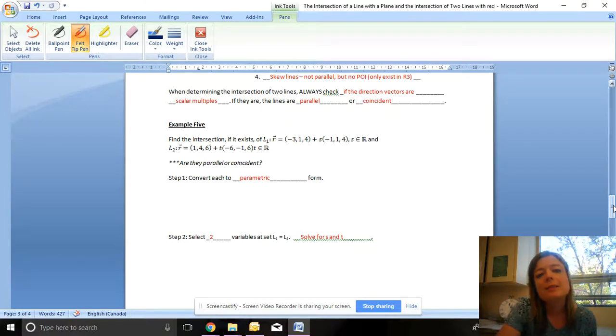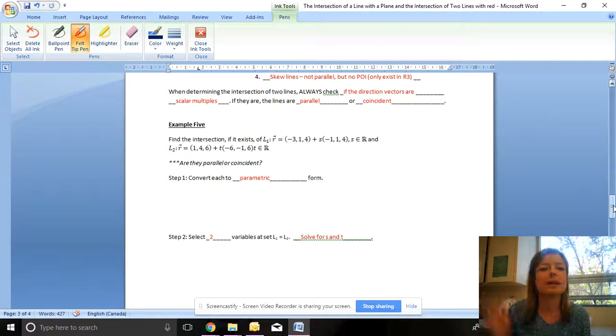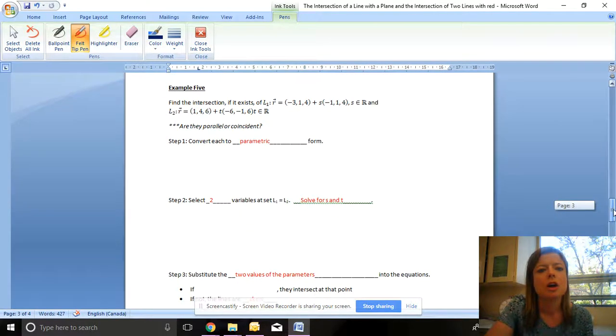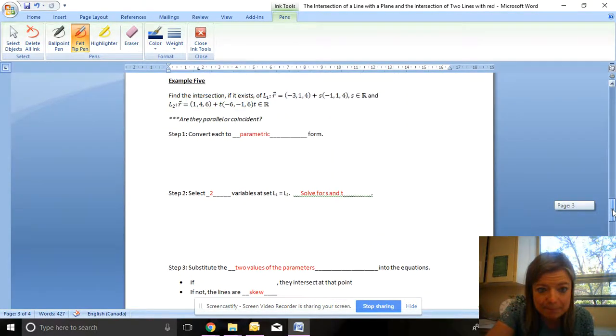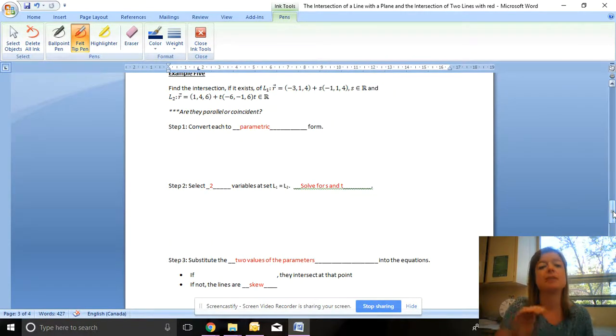Okay, so when determining the intersection of two lines, you always want to check if the direction vectors are scalar multiples, because if they are, you know it's either case 2 or case 3. So that automatically omits that. So always check for that first. I'm just going to do one example like this, and I believe that it is enough to get you guys where you need to go with the rest of the work.